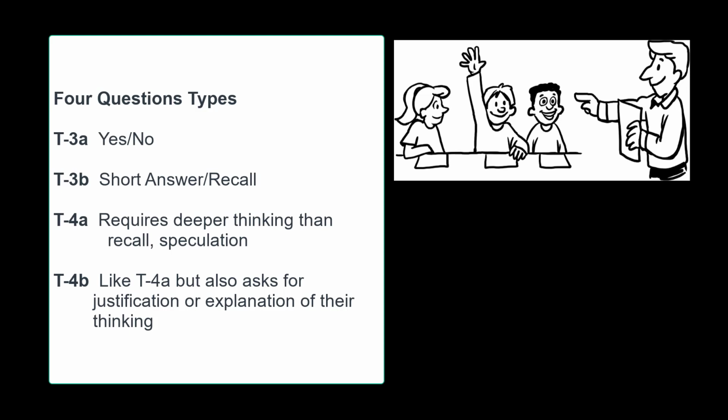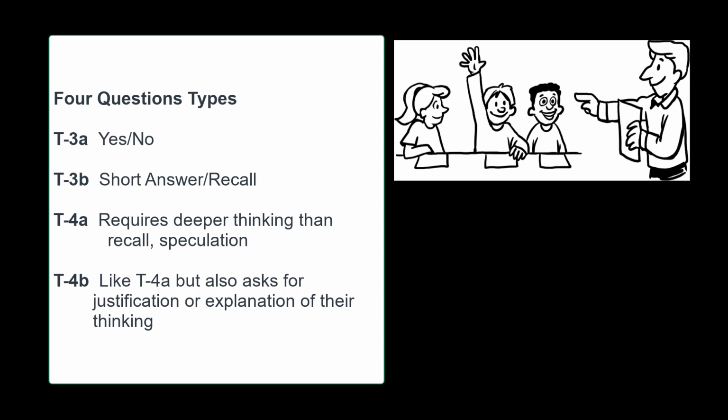Now, how does a T4A differ from a T4B? A T4A is much like a T4B, except a T4B requires deeper thinking and perhaps speculation, but you also ask for justification or an explanation of their thinking. So I could ask the question, what might be the reasons for... and tell me why you think so. In other words, explain your thinking to me. Or which one do you think will get to the bottom of the hill first? The heavier one? The lighter one? And tell me why you think so. It requires speculation. It requires justification of their thinking. So that would make it a T4B.